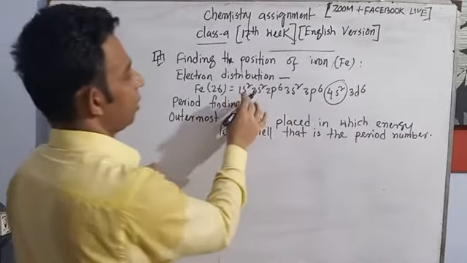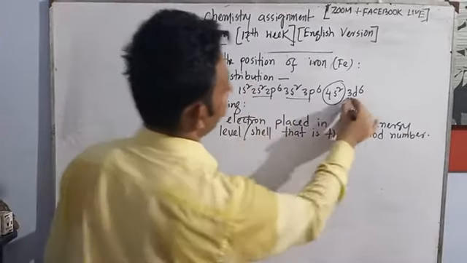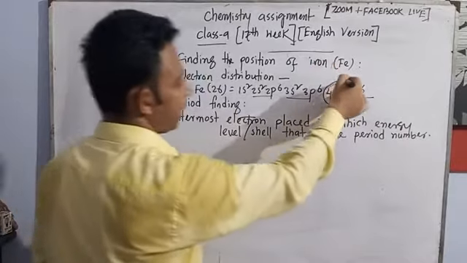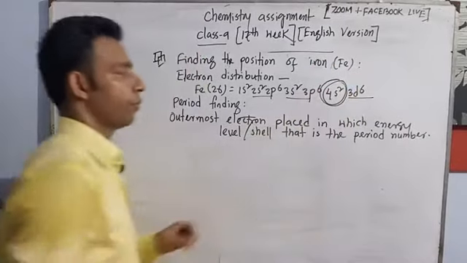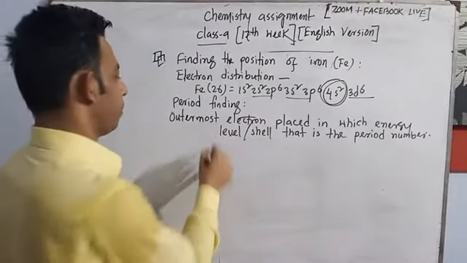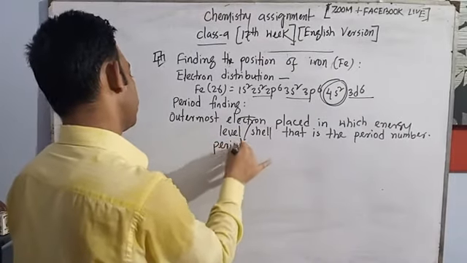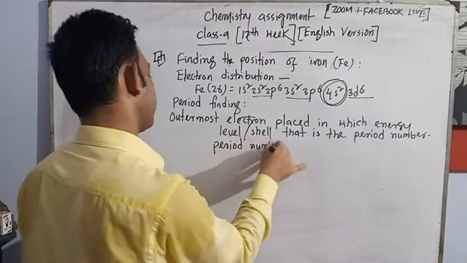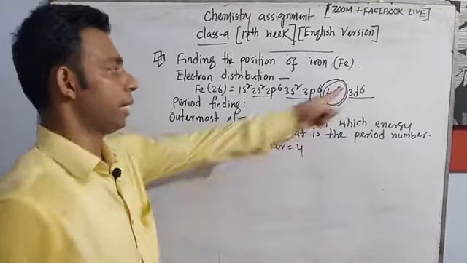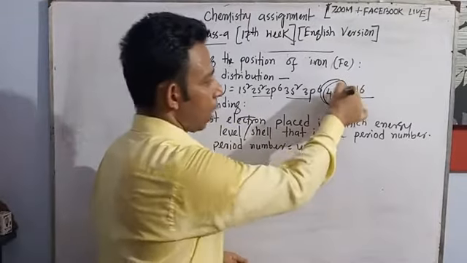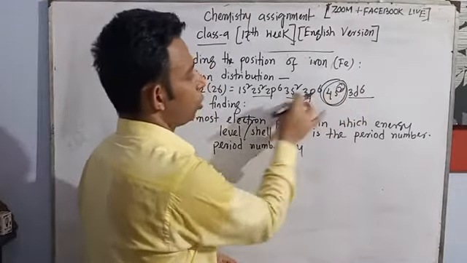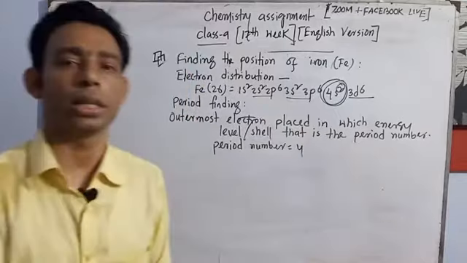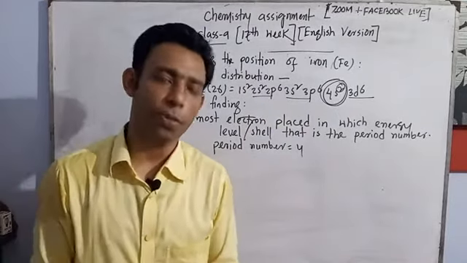So we have seen 1, then 2, then 3, and finally the last shell is the 4s, 4. So the period number is 4. The last electron, that means the outermost electron, last shell: 1, 2, 3, 4. So the outermost shell is 4, so the period number is 4.